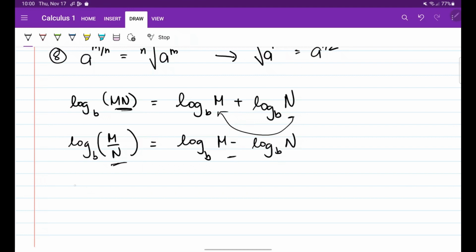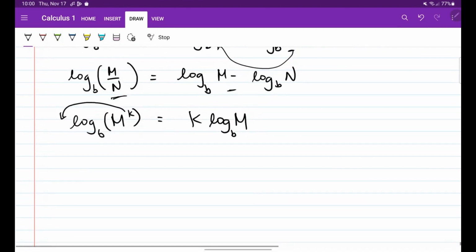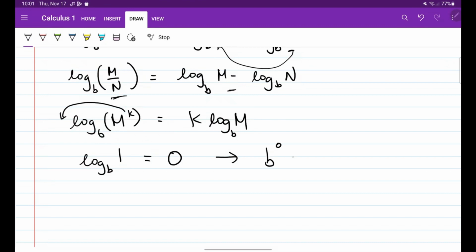We also have the power rule kung saan we have log of m raised to k. This is k log base b of m. So sinasabi lang yan na pwede natin ibaba yung exponent. And also we have log base b of 1 is equal to 0 kasi b to the 0 is equal to 1, assuming that the base is not equal to 0. And pwede rin naman na log base b of b is just equal to 1 kasi b to the 1 is equal to b.